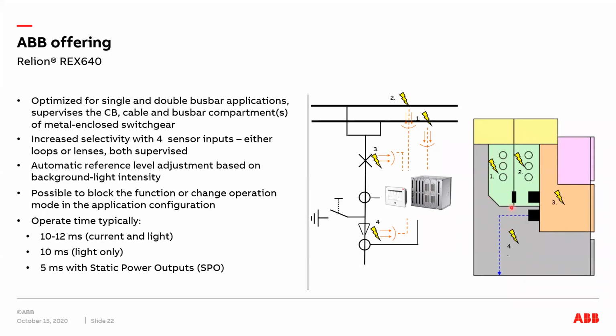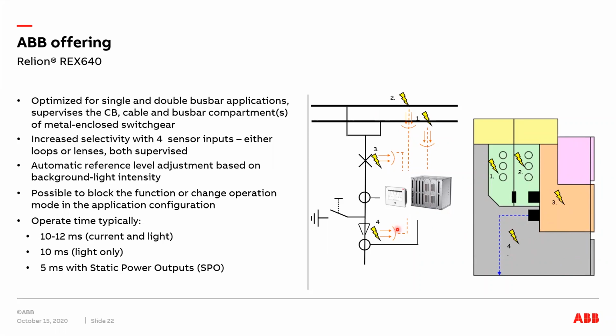So you have sensors 1 and 2 are the busbar sensors. You see them on the picture also. Number 3, circuit breaker compartment, and 4, cable compartment. So again, you have a possibility to do the selective protection here.